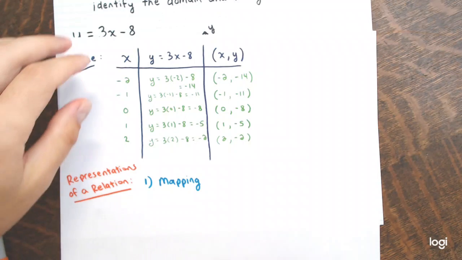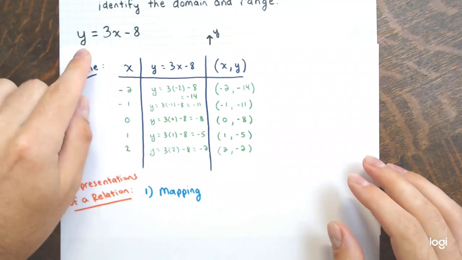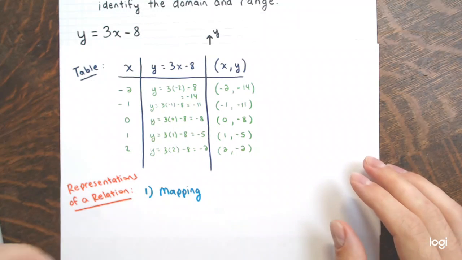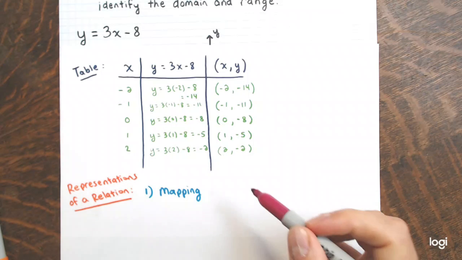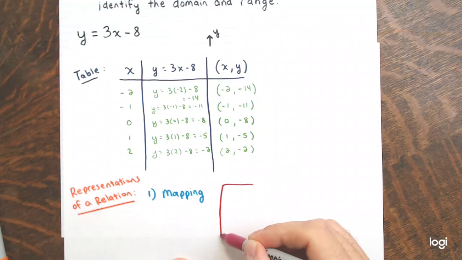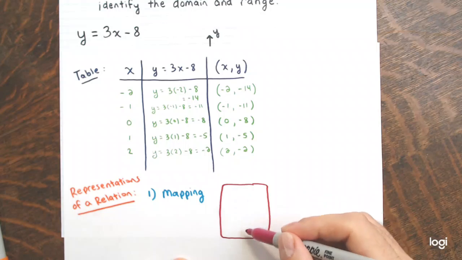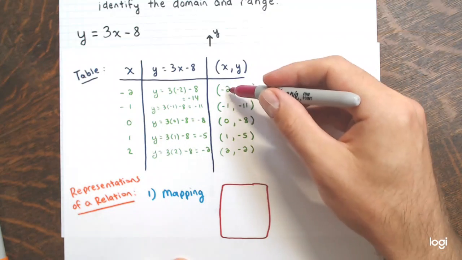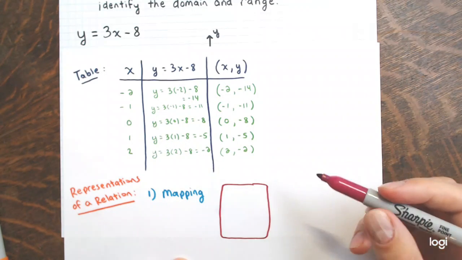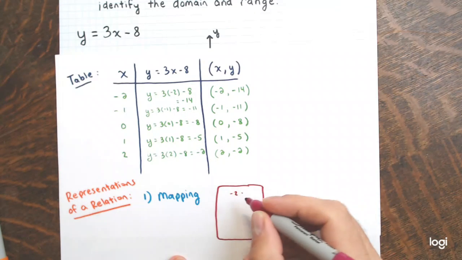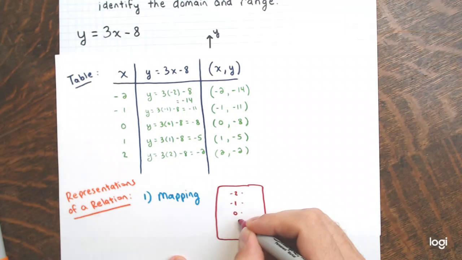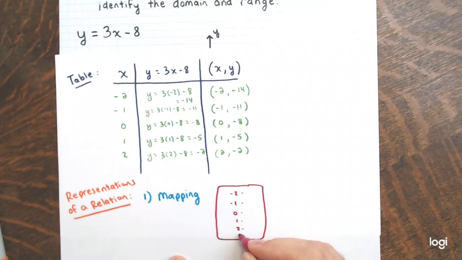So I wouldn't necessarily make a mapping for the relation that's described by this equation, because what a mapping looks like, as a refresher here, is you have one box involving the set of all the first values, where all the first coordinates are coming from, the x coordinates. So in this first box here, I could have -2 is there, -1 is there, 0 is there, 1 is there, 2 is there. But like I said, there are infinitely many. There are so many more. I put the little dot, dot, dot, little ellipsis down here.